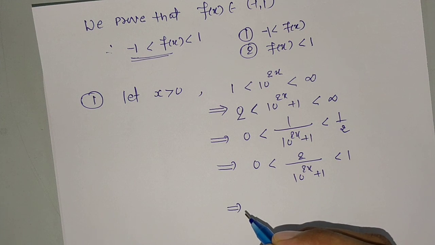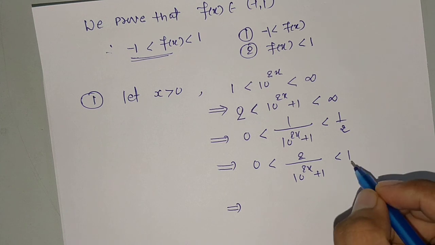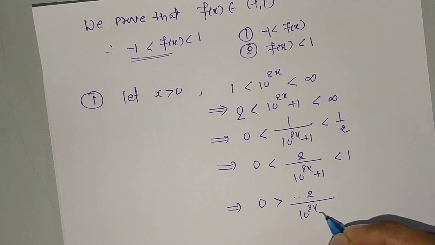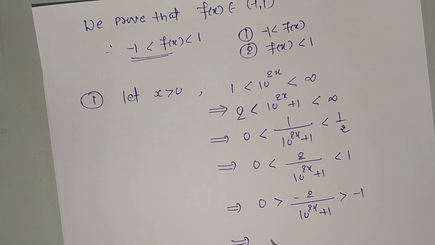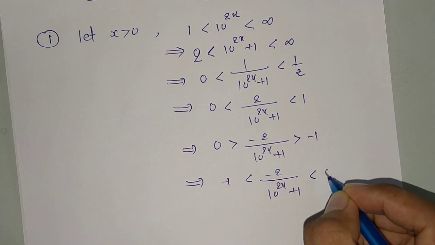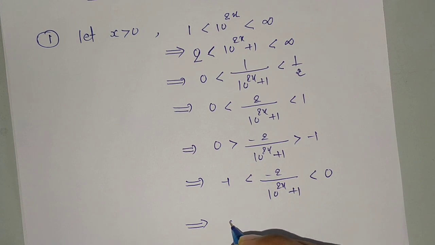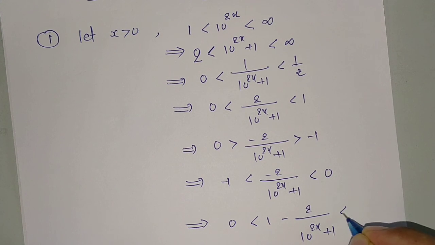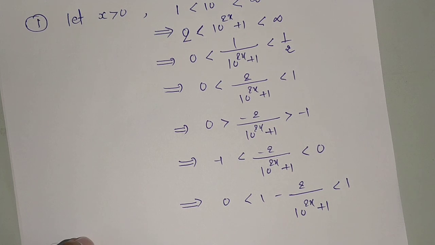Then multiplying with minus 1, the sign will change, so 0 greater than minus 2 upon 10 raised to 2x plus 1 greater than minus 1. So minus 1 less than, writing the backward sign, minus 2 upon 10 raised to 2x plus 1 less than 0. Now adding 1, we'll get 0 over here, 1 minus 2 upon 10 raised to 2x plus 1 less than 1. Now simplifying, we get 0 less than 10 raised to 2x plus 1 minus 2 upon 10 raised to 2x plus 1 less than 1.